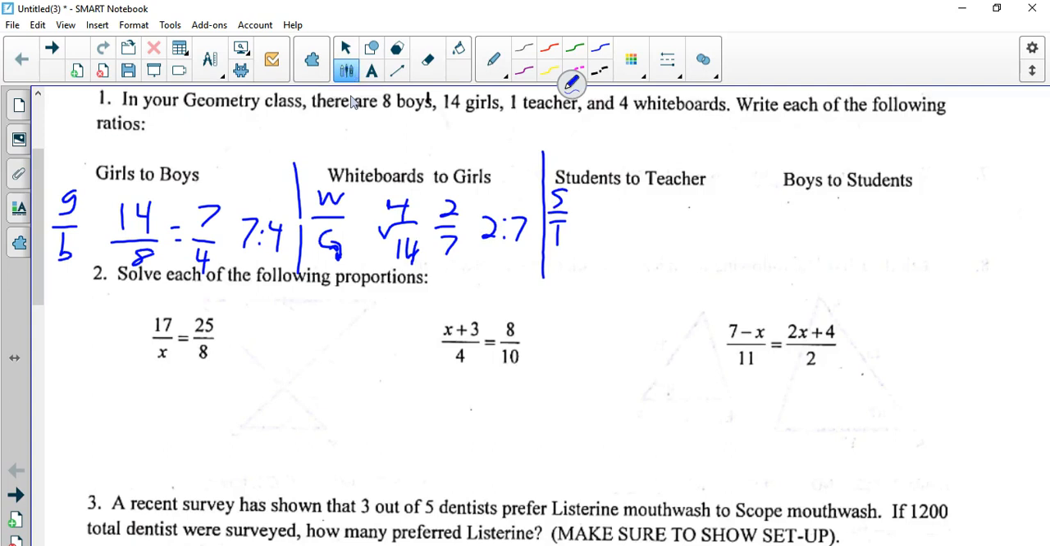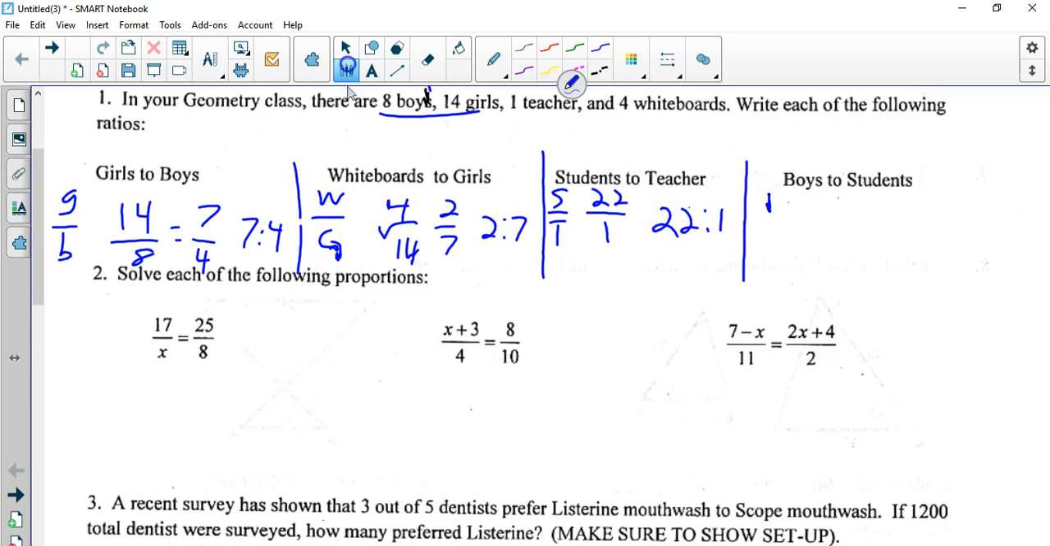Students to teacher. Okay. Well, students, you have to add these two together. So that's 22 students. Sorry, technical issues. So students, there are a total of 22 students and 1 teacher. Write it that way. Either way is fine.